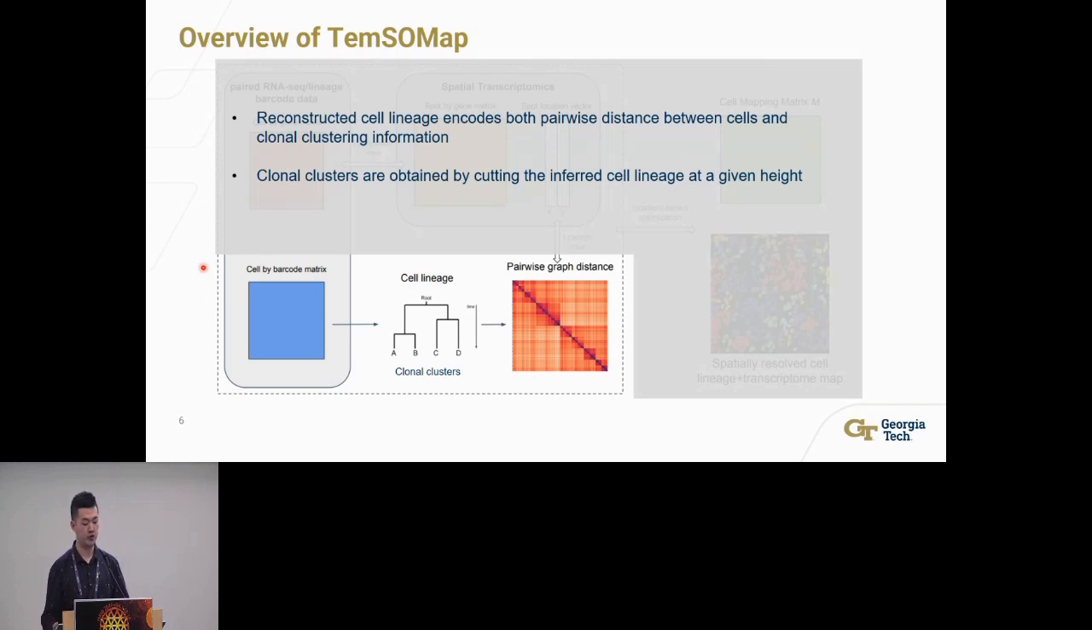The clonal clustering information refers to cutting the tree at a certain edge, and then the descendants for each leaf node at this certain depth are considered coming from the same clone.